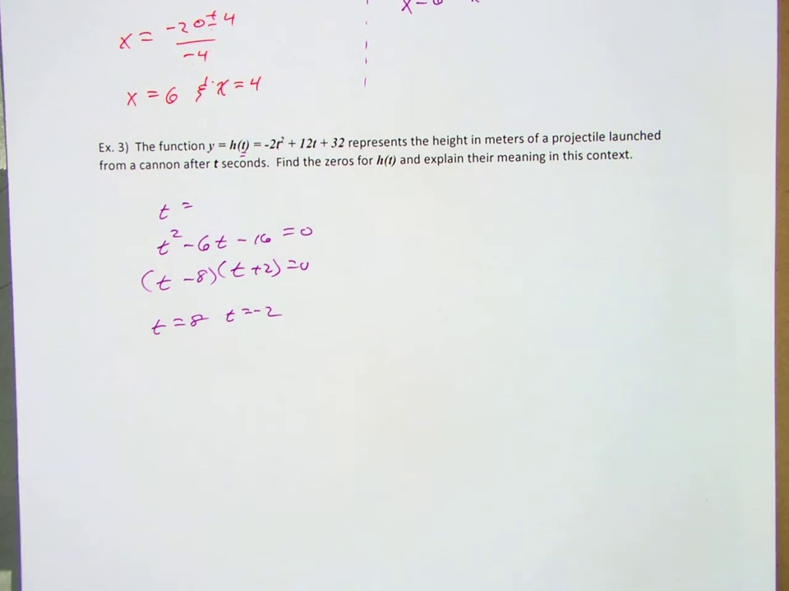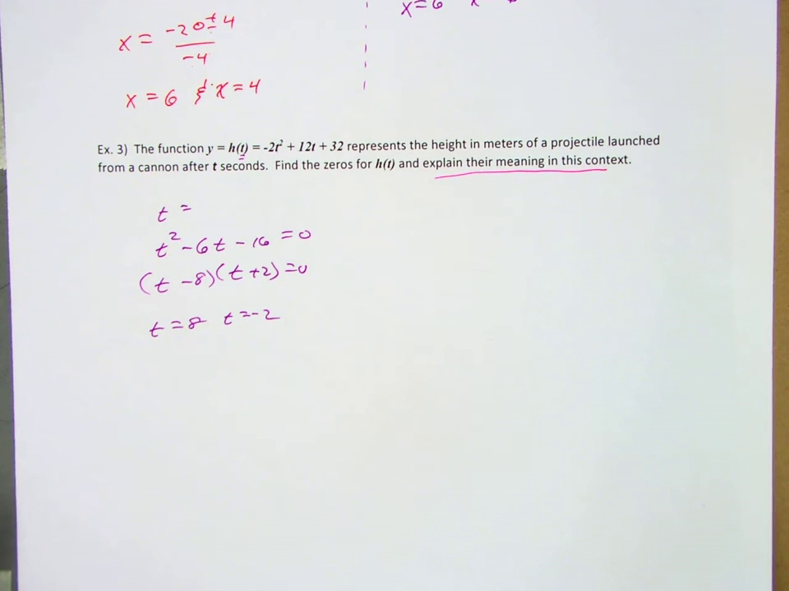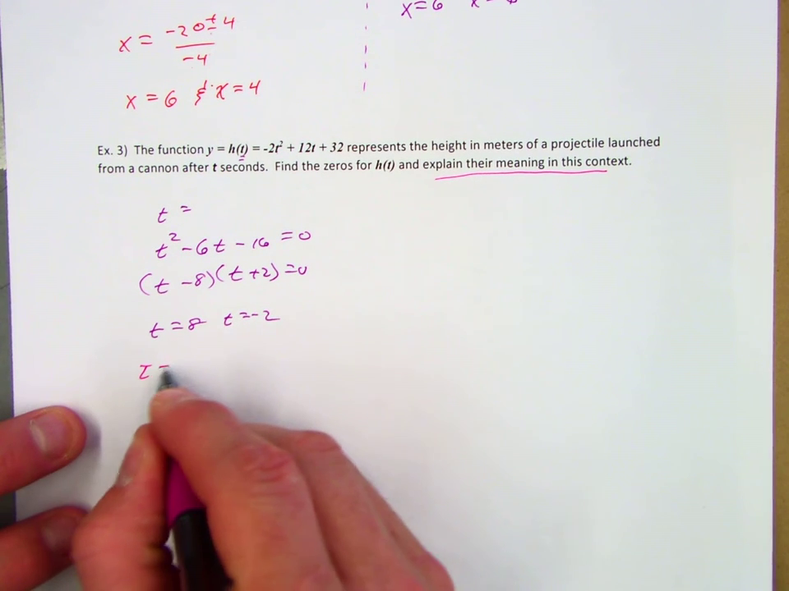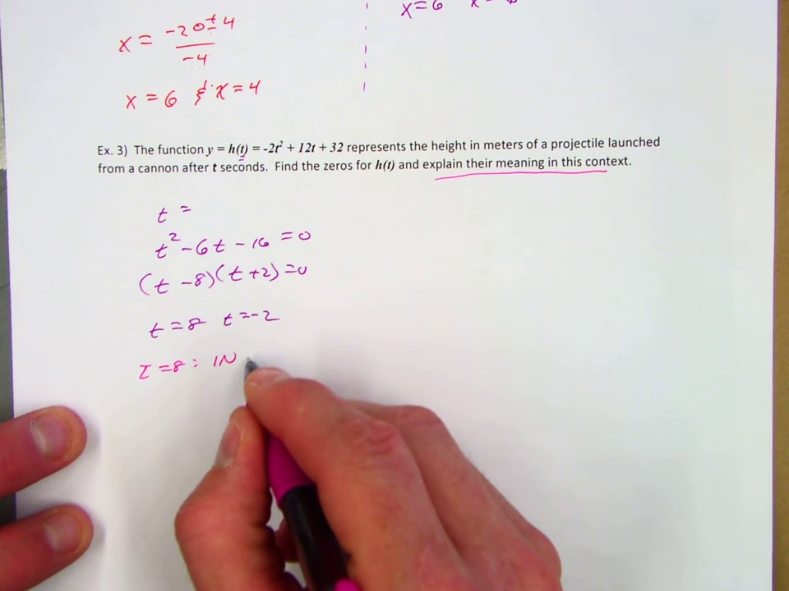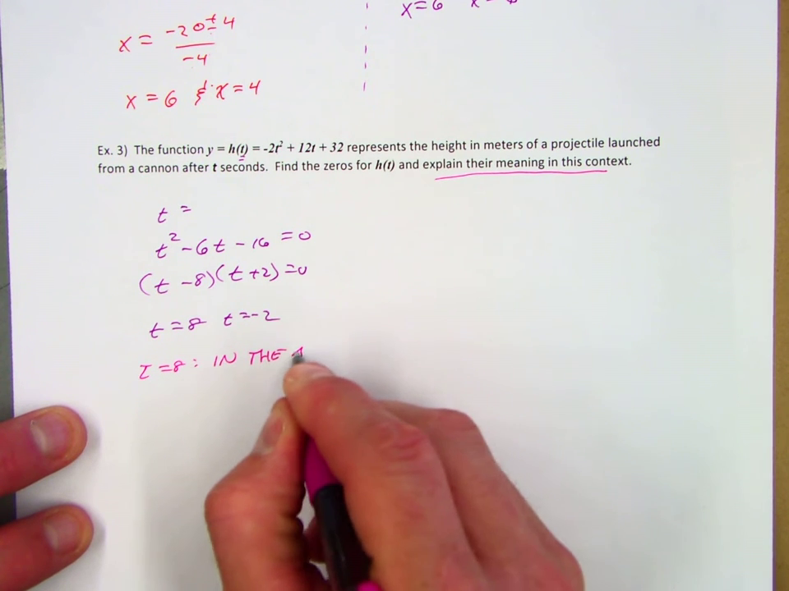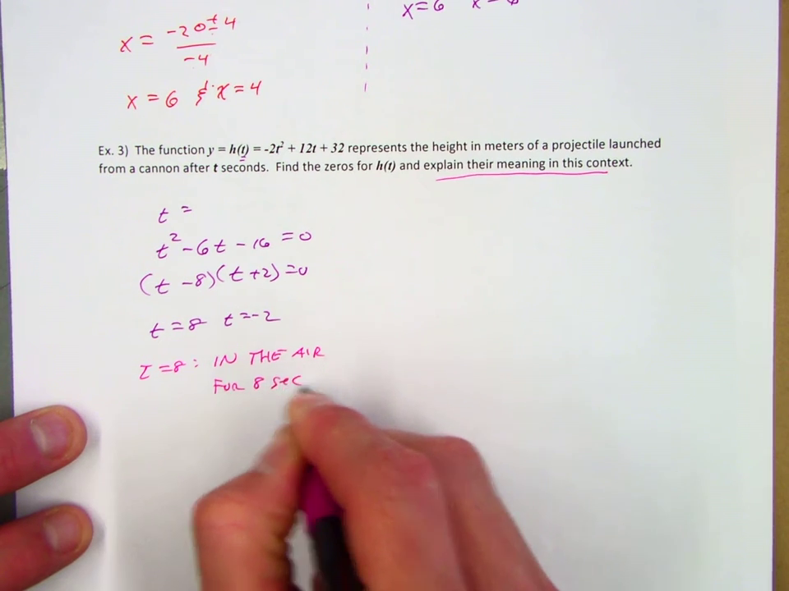Now, we're going to explain the meaning in this context. Okay, t equals 8. That means the object is in the air for 8 seconds.